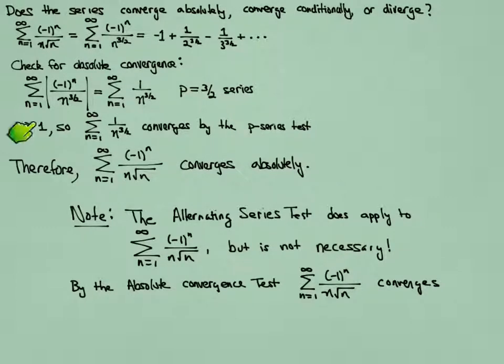So the fact that this series with the absolute value of each term converges ensures that the alternating series also converges, and it wasn't necessary to check that individually.